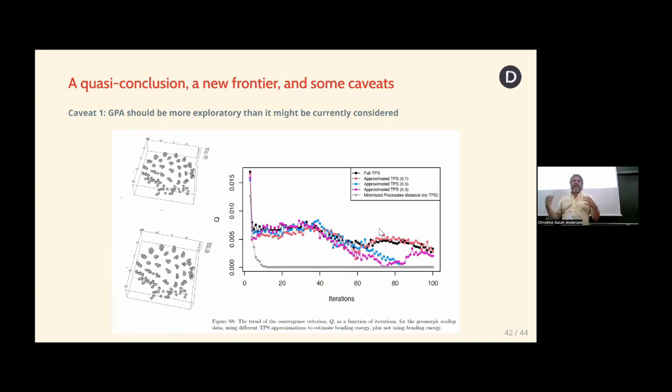I did GPA here from 3 to 100 iterations. In gray, we're using minimized Procrustes distance. In black, that's the full TPS. You can see the black line going through here, kind of masked by other things.